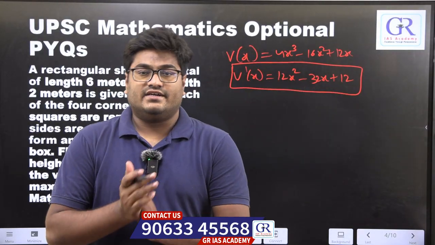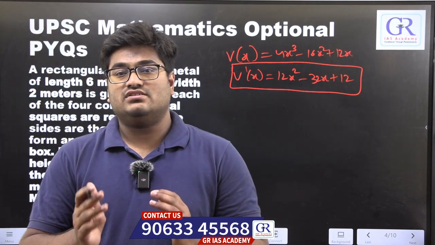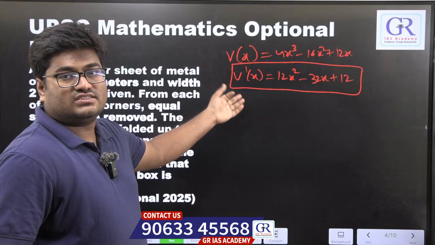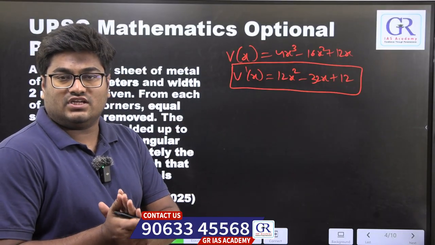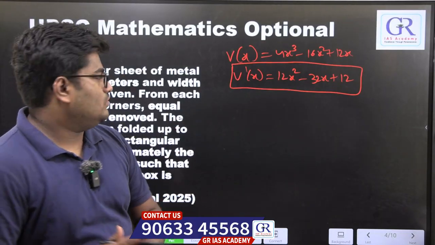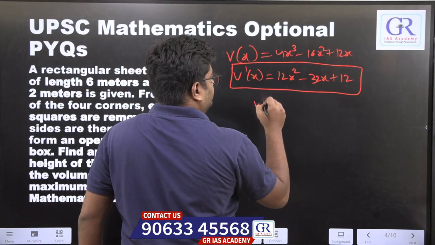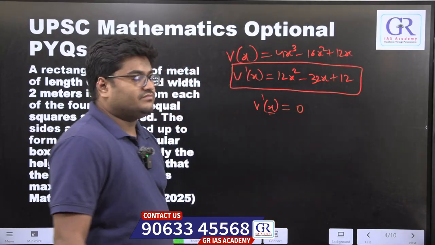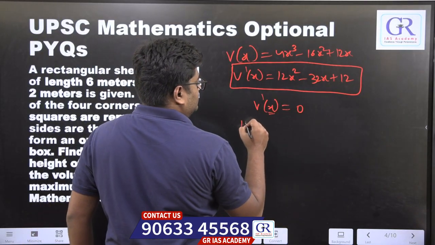Now to find the critical points, that is where the curve is flat in the graph, for v of x, is when v dash x, that is the first derivative of the function, is equal to 0. So we need to find v dash of x equals 0. We need to find the x values here. So let's put it in the equation.